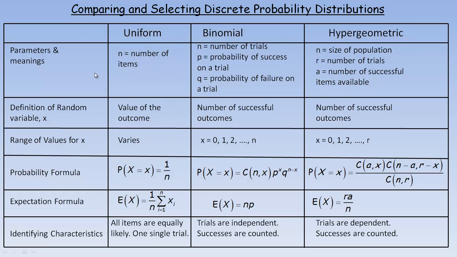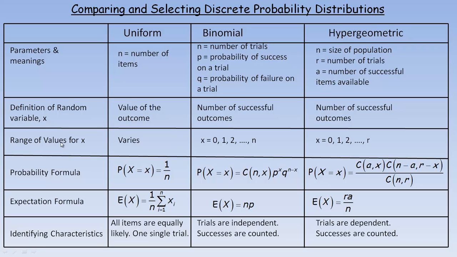The parameter and their meanings. Well, there's only one parameter for uniform, and that's the number of items. So n represents the number of items. So for example, if it's a 6-sided die, then n is 6. If it was a 10-sided die, then n would be 10. The definition of random variable, its value is just the value of each of the outcomes.